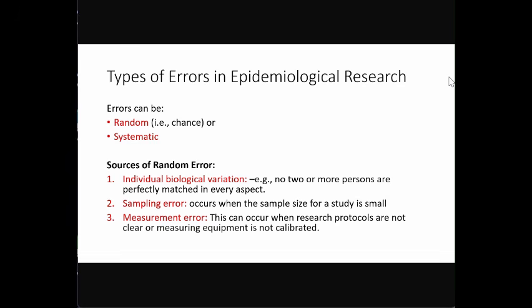Then another thing that can occur is measurement error. When, for instance, the research protocol is not very clear, when your measuring equipment are not calibrated, you measure blood pressure for the same person 2 times, it's giving you different readings. Then you know that equipment failure, equipment calibration can be the problem. It can introduce errors in your study.